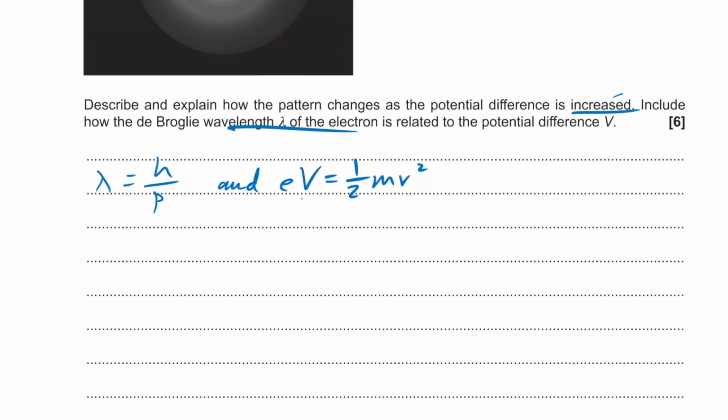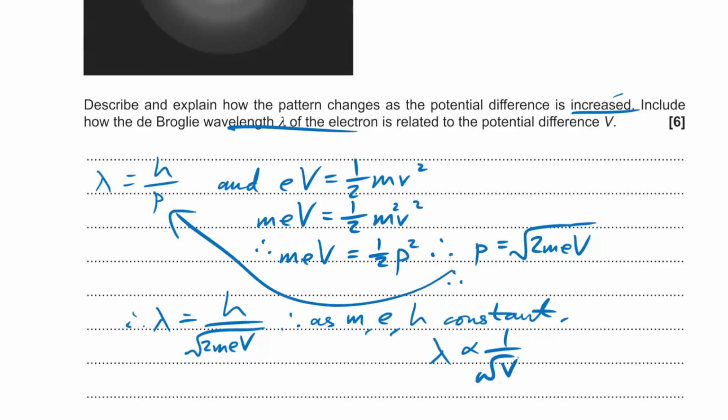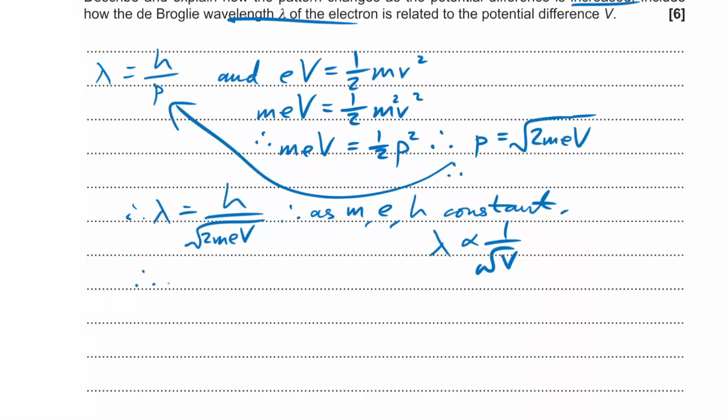So we'll tell you what, we can just multiply both sides. We end up with mev equals half of the momentum squared. So therefore momentum is equal to root 2 mev. We can say therefore lambda is equal to h over root 2 mev. Therefore, as m, e, h constant, lambda will be inversely proportional to the square root of the PD. Therefore, e.g., if V is doubled, lambda goes down by a factor of root 2.